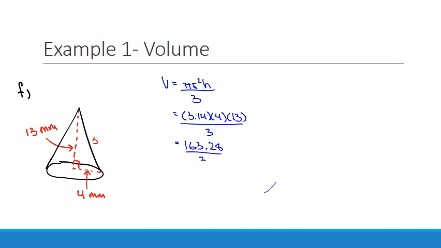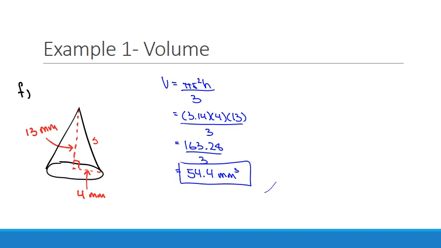163.28, divide that by 3. We'll go tenths again, 54.4, and that is millimeters cubed. Again, notice that with metric you put the cube after the unit. Imperial, you put the cube before the unit.